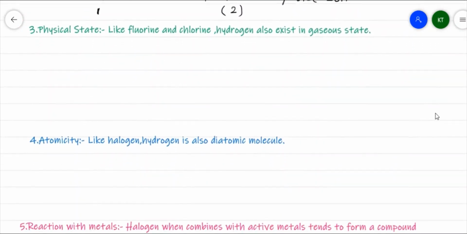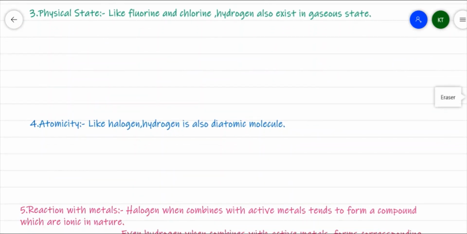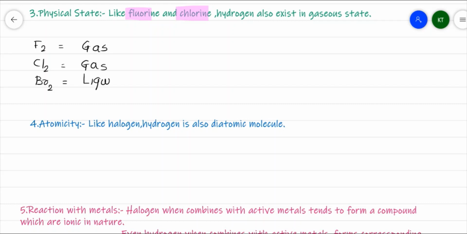The next point is the physical state. As you see, fluorine is a gas, chlorine is also a gas, and hydrogen is also a gas. When I talk about halogens, fluorine is present in the gaseous state. Chlorine is also a gas. Bromine is a non-metal which is found in the liquid state. And iodine is found in the solid state with metallic luster.